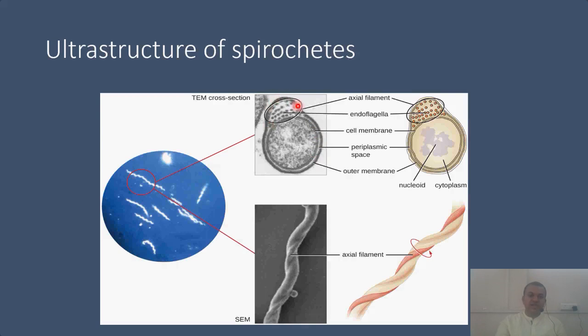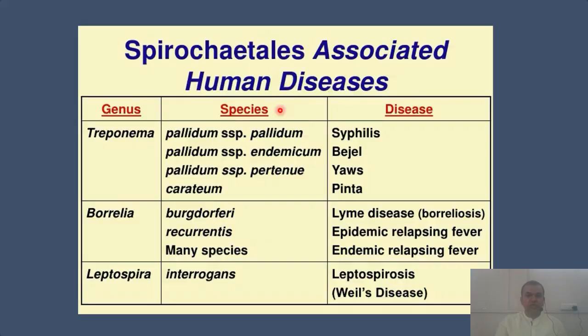In this periplasmic space, at this particular site, there are many endoflagella. The endoflagella are here in the periplasmic space, so there is a bulging here. This bulging is known as the axial filament. It is due to the endoflagella residing underneath the outer membrane. So in the cross section we can see these endoflagella, and these are the organs of locomotion in the spirochetes.